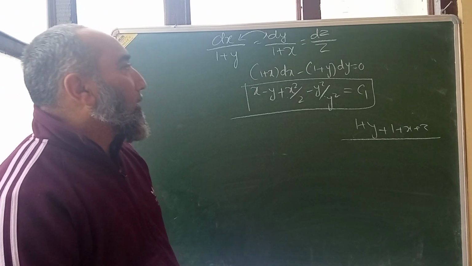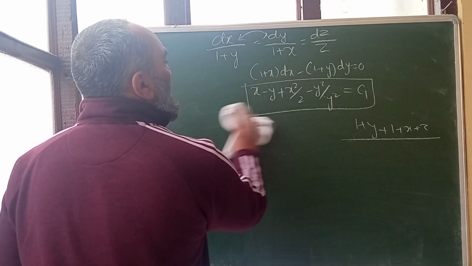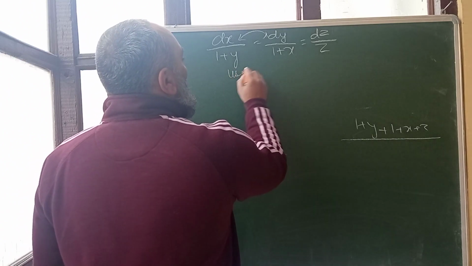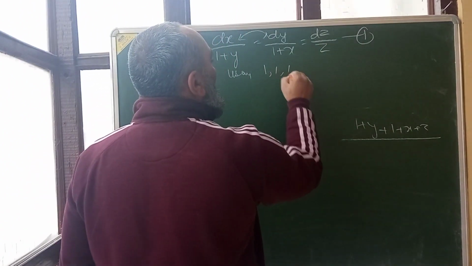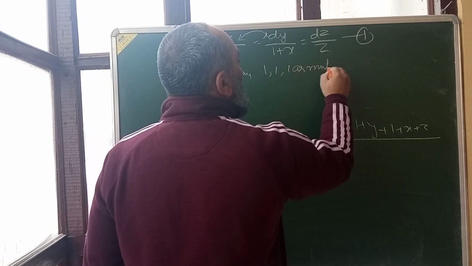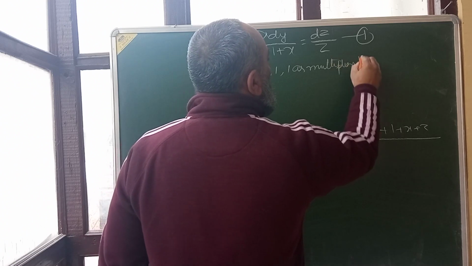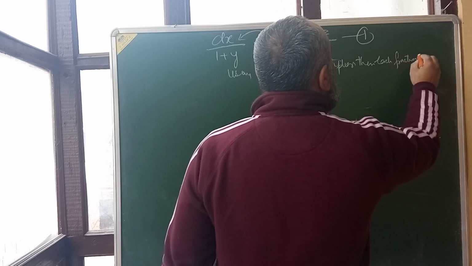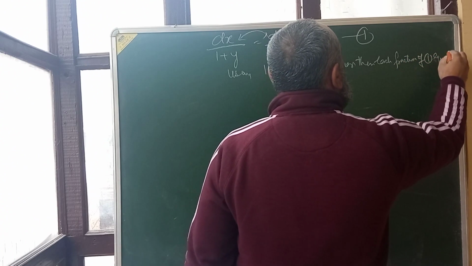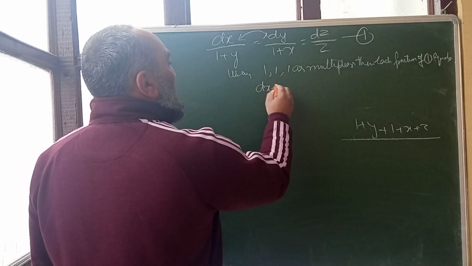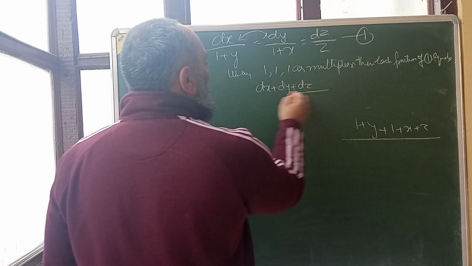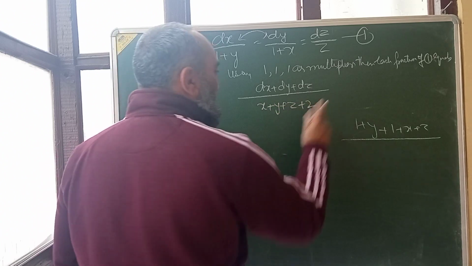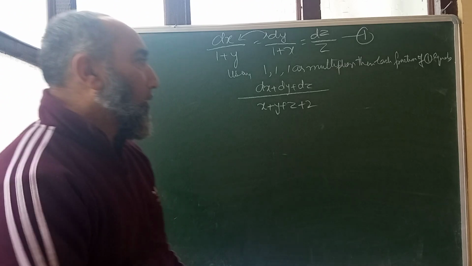Okay. So what I will do is, using 1, 1, 1 as multipliers, each fraction, this is important as I have said, of 1 equals 1 into dx, 1 into dy, 1 into dz upon x plus y plus z plus 2. Right? This is 2.